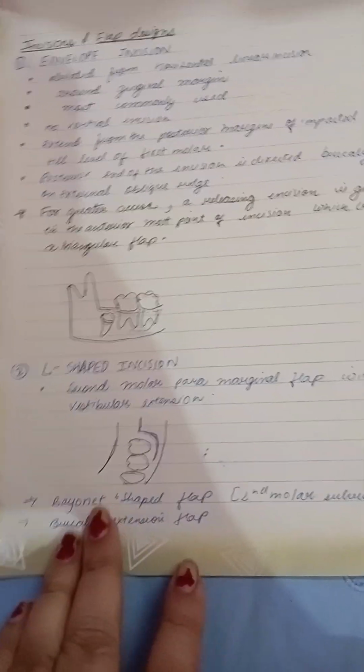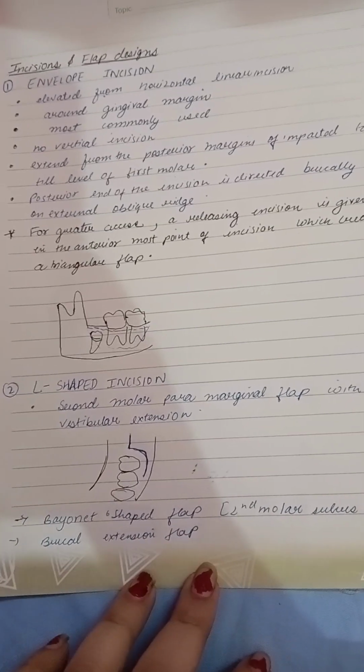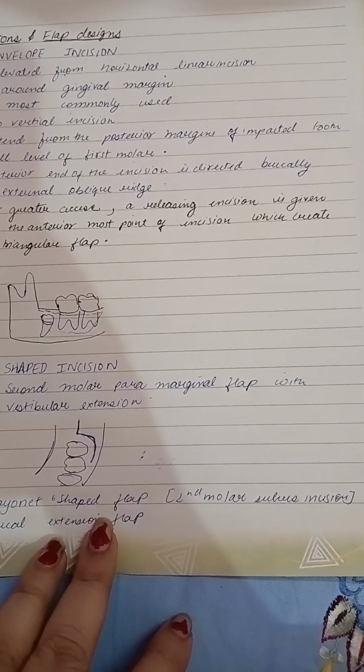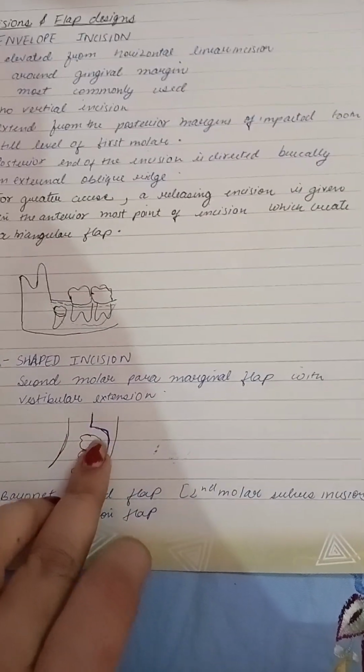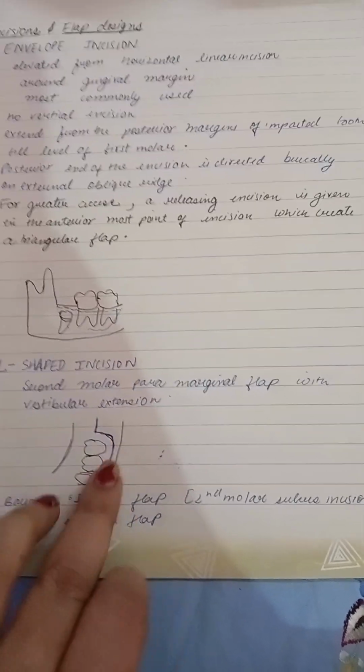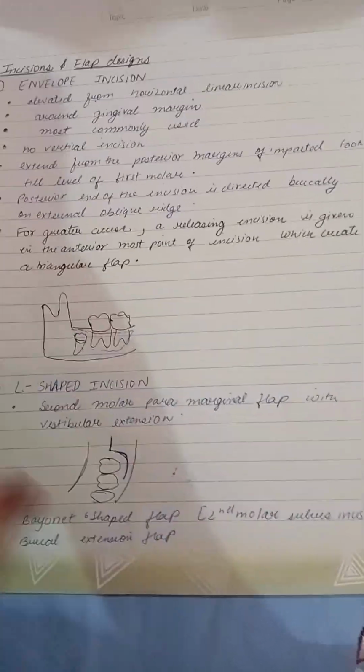There is also a bayonet shaped flap and a buccal extension flap. The bayonet shaped flap is in the second molar sulcus incision. In the sulcus of the second molar, we give an incision with a vestibular extension, just like the L-shaped flap.